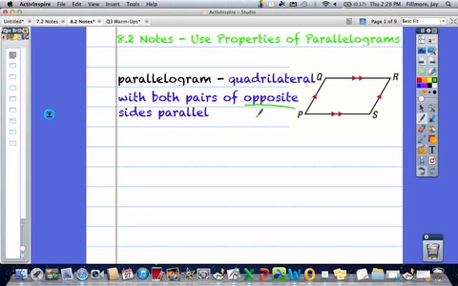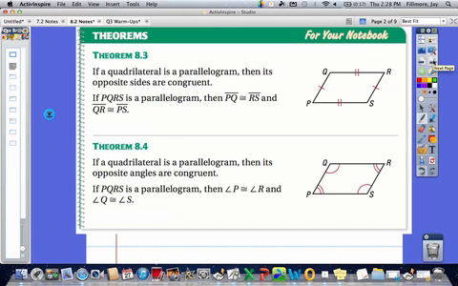Now, there are four specific properties of parallelograms that we're going to look at in this lesson and use to solve some problems. The first says that in a parallelogram, opposite sides are not just parallel, they're also congruent. The second theorem states that opposite angles are congruent as well. So these angles across from each other are congruent, and those are two special properties of parallelograms.